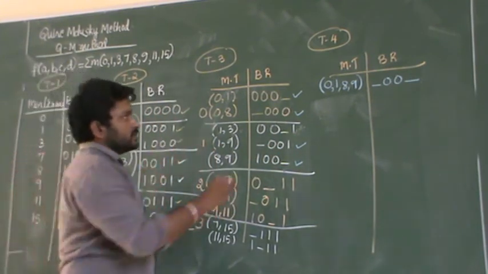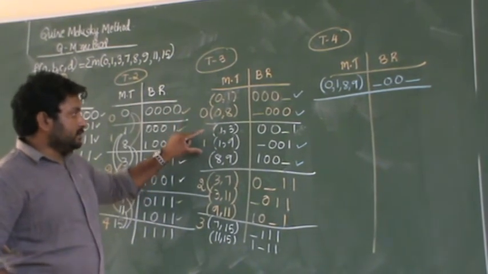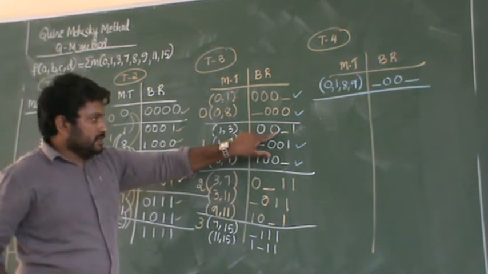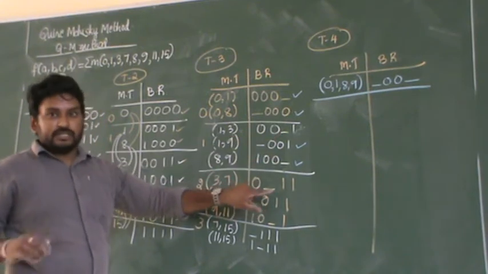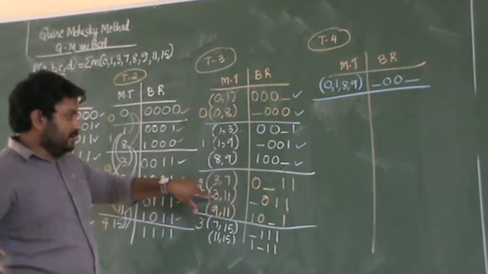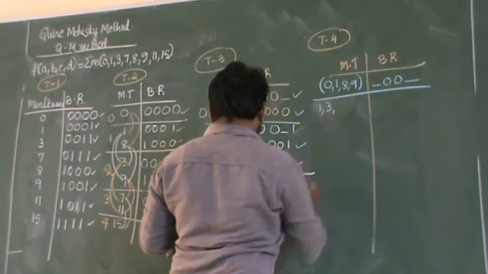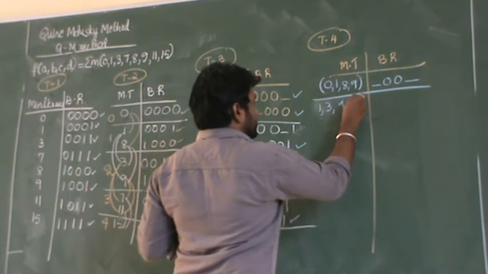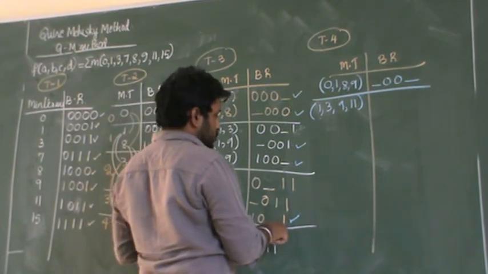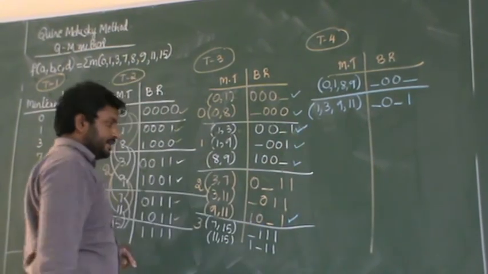Next, comparing within one group is done. Now I have to consider the next. I have to compare the terms in first and second. So 1 3 with 3 7, is it possible? No, because see, 0 is getting changed to dash and dash is getting changed to 1. If there is a change in its bit position, I should consider. So 1 3 with 3 7 not possible. 1 3 with 3 11 not possible. 1 3 with 9 11 is possible. Then you will be getting dash 0 dash 1. So 1 3 with 9 11 is possible.